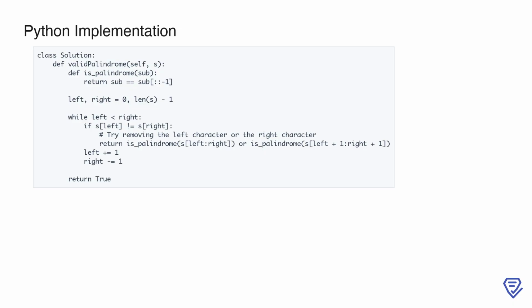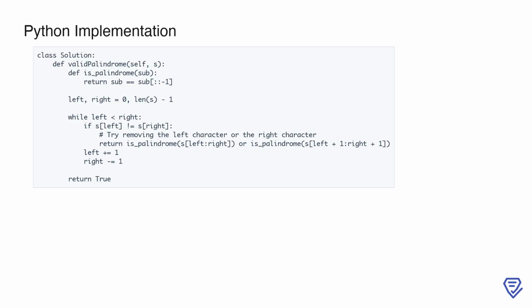Explanation. 1. Helper function is_palindrome. This nested function checks if a given substring is a palindrome. It uses Python slicing to reverse the substring and compares it with the original string. 2. Two-pointer approach. The left pointer starts at the beginning of the string, and the right pointer starts at the end. This setup is used to compare characters symmetrically.